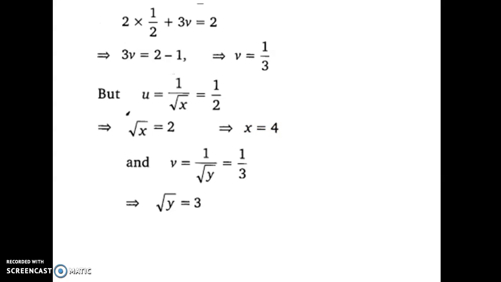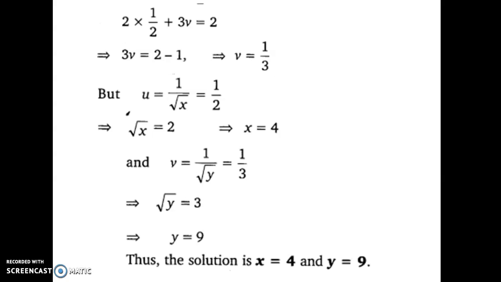So for y, v is equal to 1 by root y equal to 1 by 3. The v value we got here, that only, 1 by 3. So again cross multiply, so 3 equal to root y. How to remove the square root? We have to take square on both sides. So taking square on LHS, root y will turn into simply y. y is equal to 3 square. 3 square is 9. So you will get y is equal to 9.